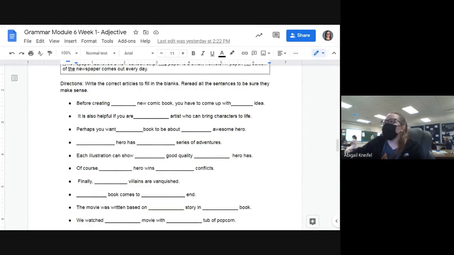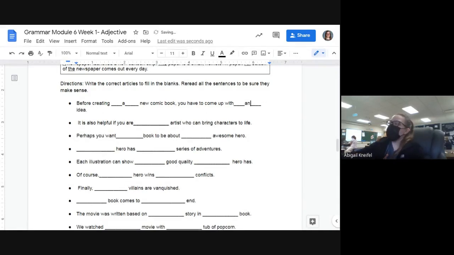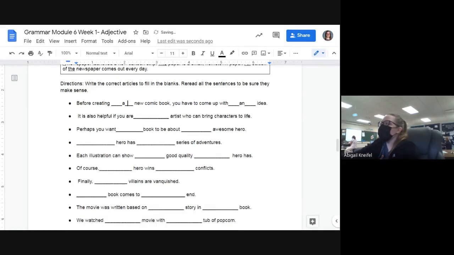Before creating blank new comic book, you have to come up with blank idea. Landon, please tell me. Before creating a new comic book, you have to come up with a new idea. An idea. I agree with both of those. Before creating a new comic book, you have to come up with an idea, because an goes with idea. So you should have a filled in the first blank and an filled in the second.